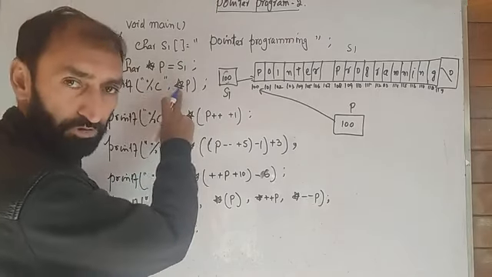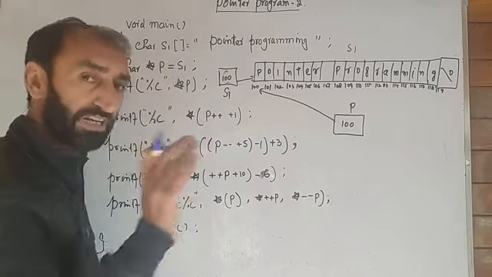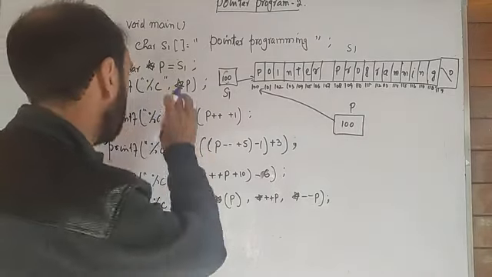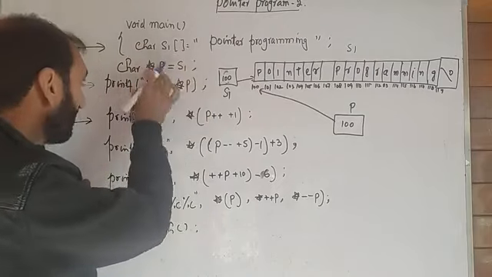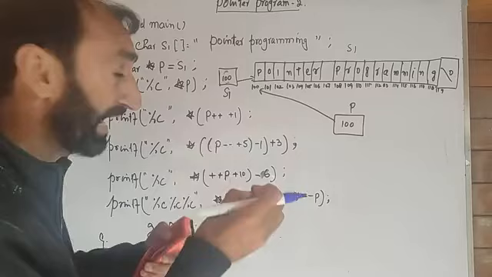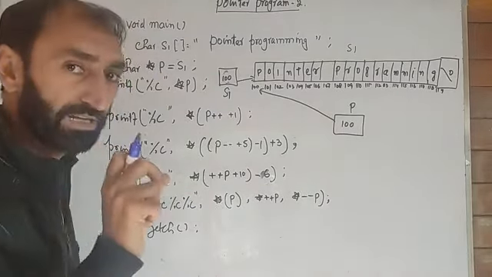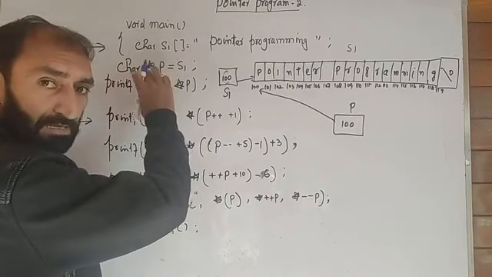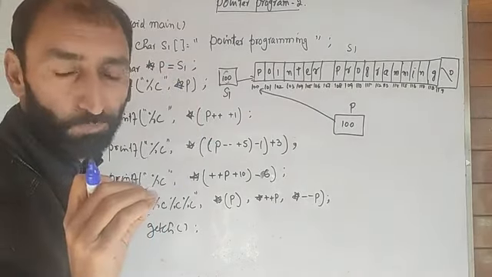This is the indirection operator. We know that this star, this asterisk, acts as an indirection operator. We can also call it the dereferencing operator. When we declare the pointer, at that time this asterisk indicates a pointer. But after that, when we use this asterisk, it acts as an indirection operator.